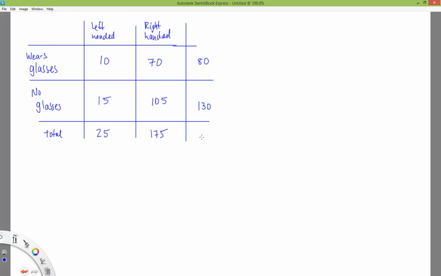Wait, I added something up wrong. Oh, this is 120. That's what's going on.